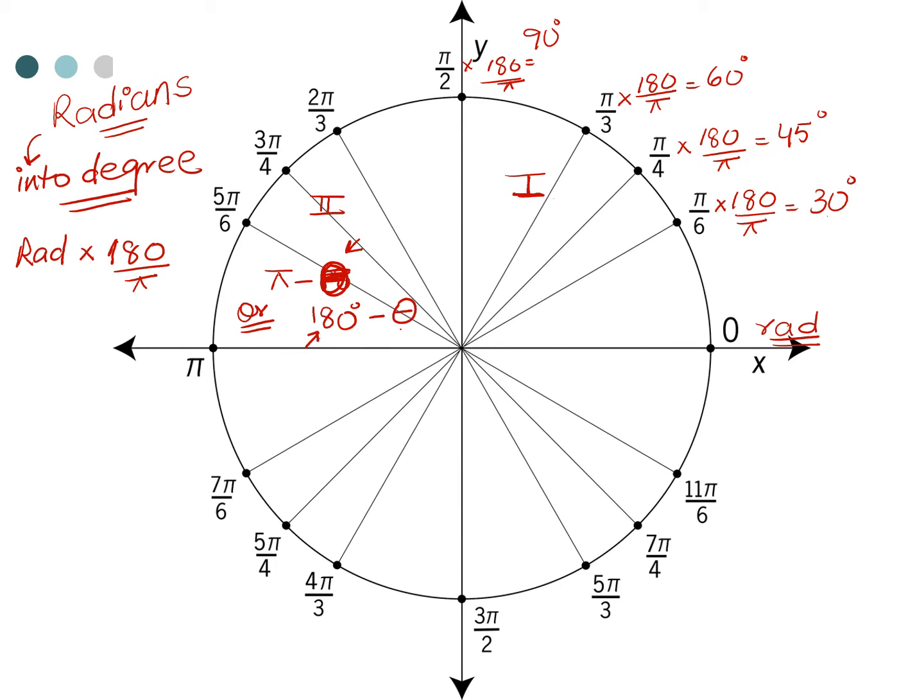Now, if from the first you want to come into the third quadrant, you have to use the formula pi plus theta, or 180 plus theta. Same way, if you want to jump from the first to the fourth quadrant, then you have to apply the formula 2 pi minus theta, or 360 minus theta.